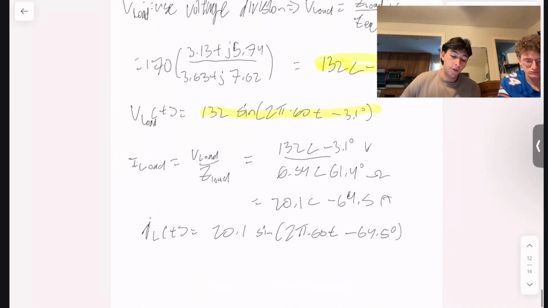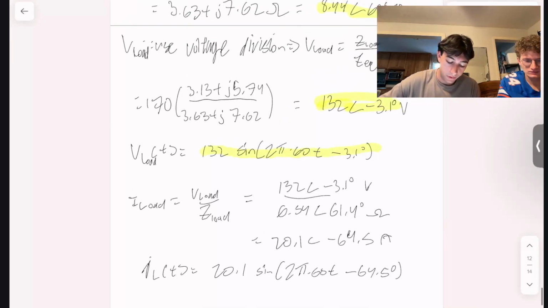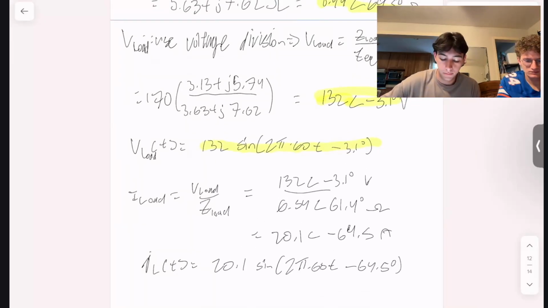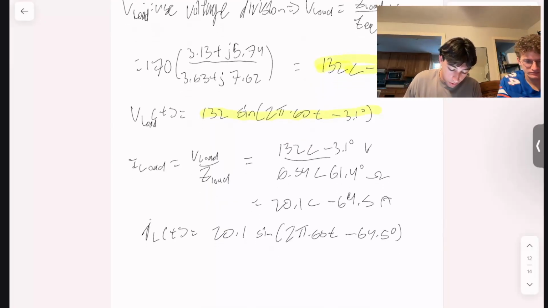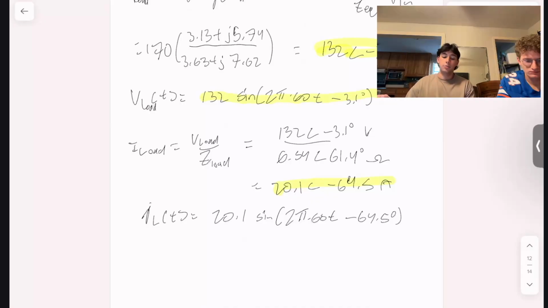So I load in the frequency domain is going to be V load over the impedance of the load, which is just your voltage over the impedance of the load in the complex domain. After that, you get 20.1 at an angle of negative 64.5 amps. That can be expressed in the time domain in the same way. So there you have it.